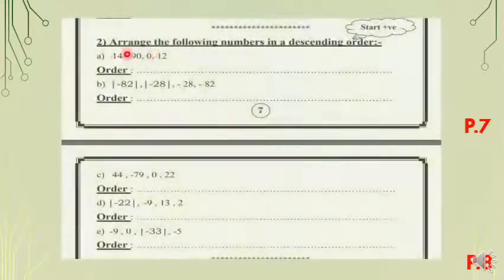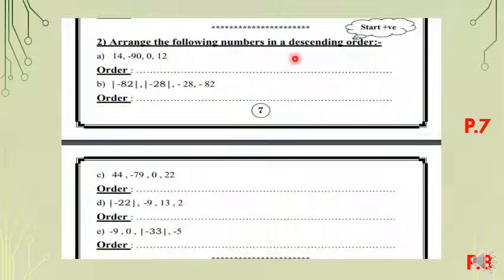Here we have page 7, number 2. Arrange the following numbers in a descending order. Descending means from big to small, so we need to start with positive. Letter A, 14, negative 90, 0, and 12. Start with the bigger positive, which is 14, then 12, then 0, then negative 90.